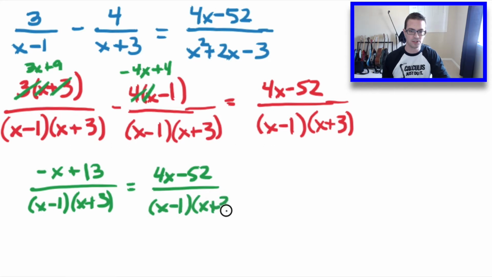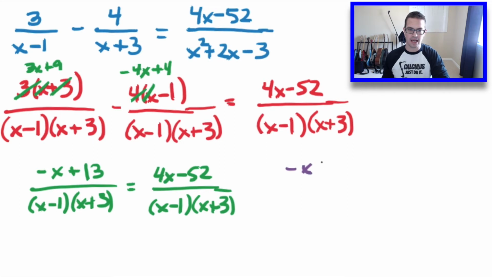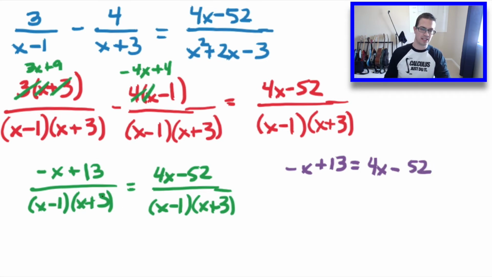So what I'm going to actually do here is multiply both sides by that denominator. And what that's going to do is basically cancel out both of those denominators, and you're going to end up with negative x plus 13 is equal to 4x minus 52. So I multiplied both sides by x minus 1 times x plus 3. And basically those all canceled out. So I'm just looking at the numerators here now because we have common denominators here.